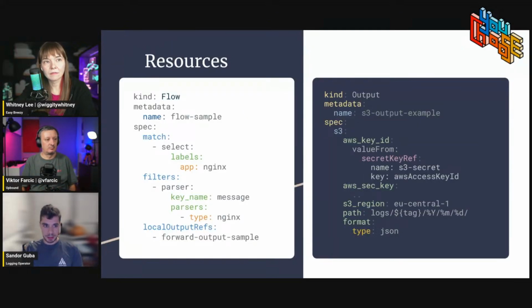And resource-wise, it's very simple. You got a flow resource, have a name on it. You got a match expression, select all the logs that have a pod labeled app nginx. We know that they are nginx logs, so let's apply a parser that parses the nginx log nicely. And after that, just put them on the forward output. On the output side, we have the generic configuration, like an S3 bucket or region, and of course, credentials for the authentication.